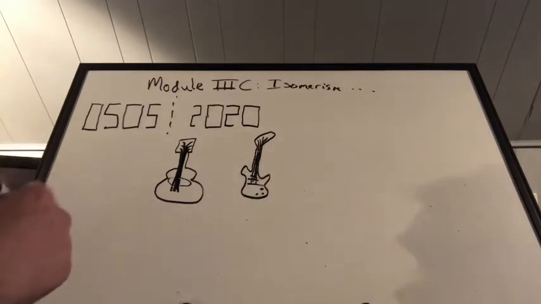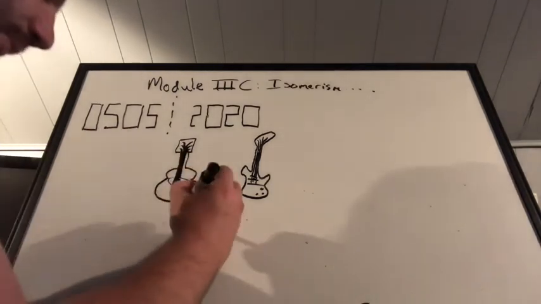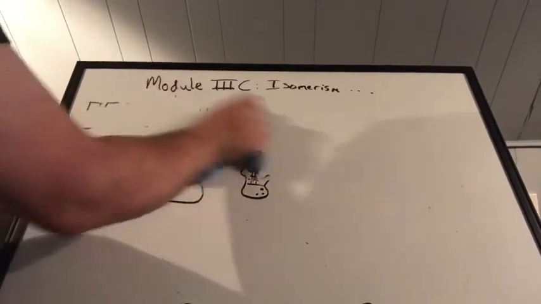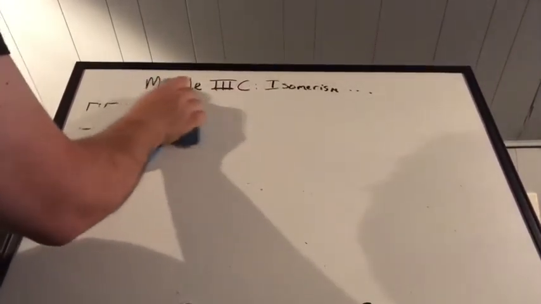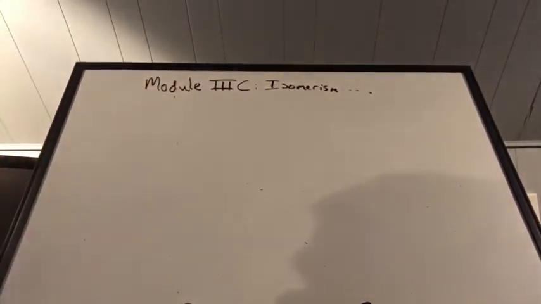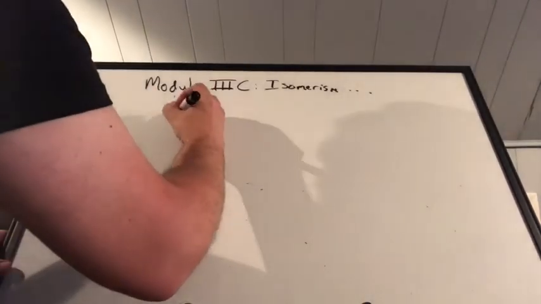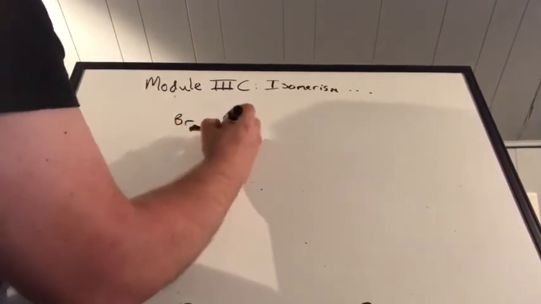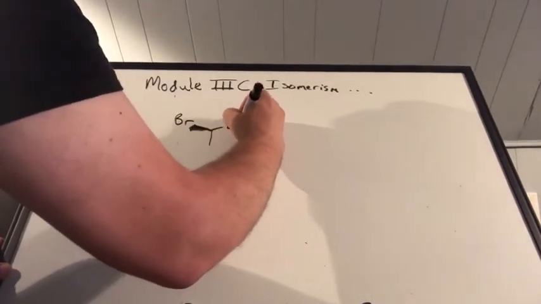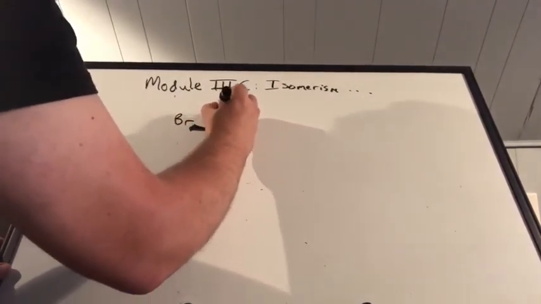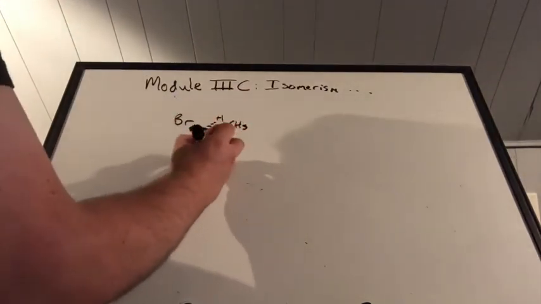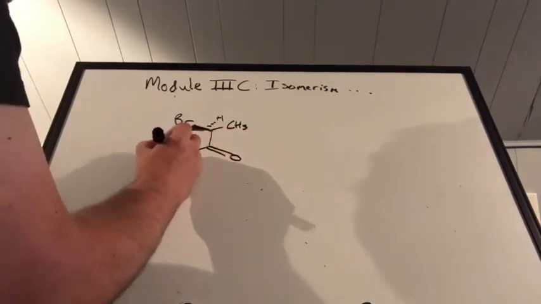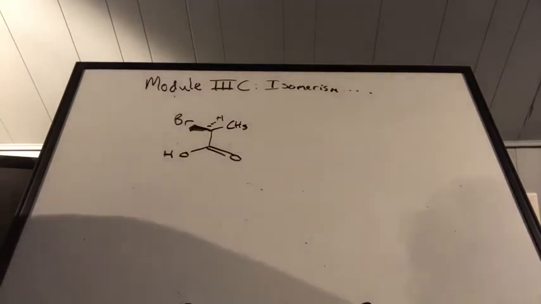So let's say we have, so I had this one example here. Let me erase these beautiful guitars and timestamp that I have. So I have a bromo group wedged out, methyl group here, CH3. So put a hydrogen in the back with the dashes. And then we have this planar portion, which is just going to be a carboxylic acid.